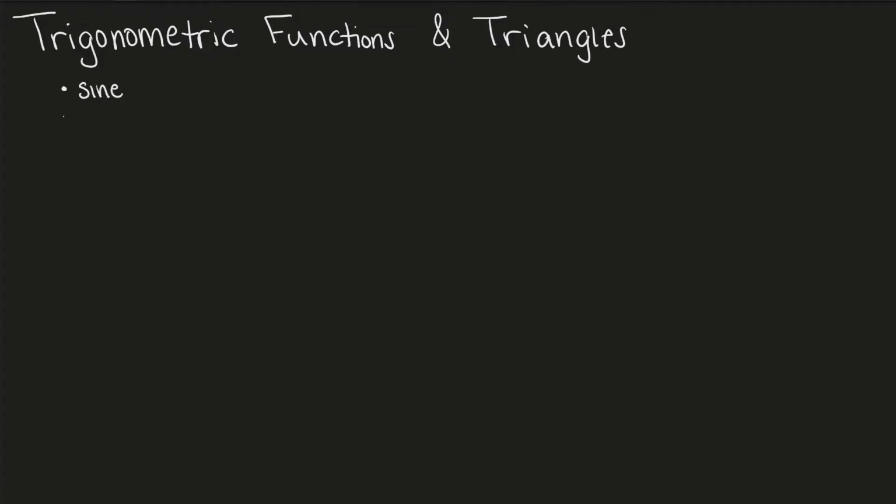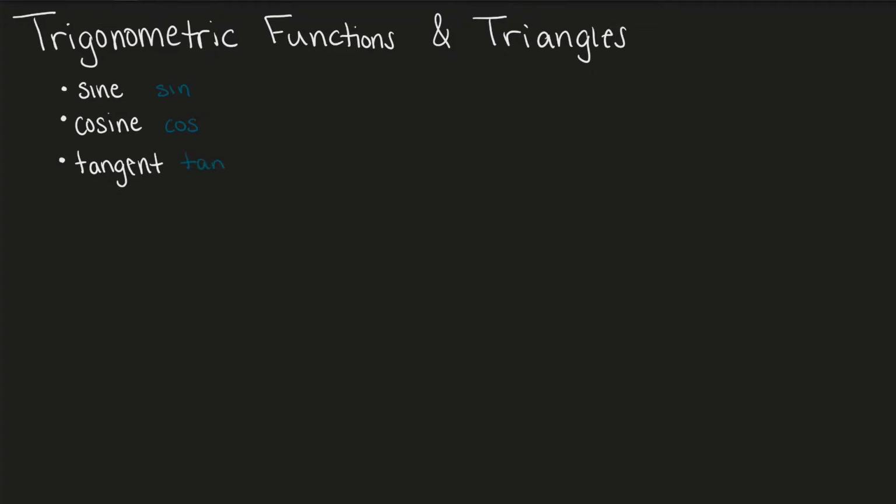Today we're going over trigonometric functions and triangles, or trig functions for short. Our main trig functions are sine, cosine, and tangent. These are abbreviated sin, cos, and tan, so you'll see them written that way. We use these to find the value of angle measurements within a triangle.